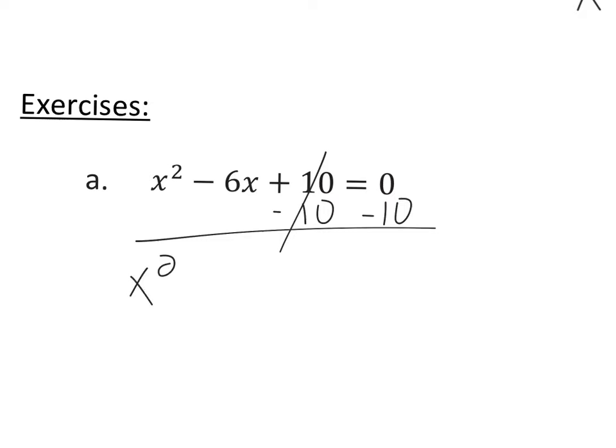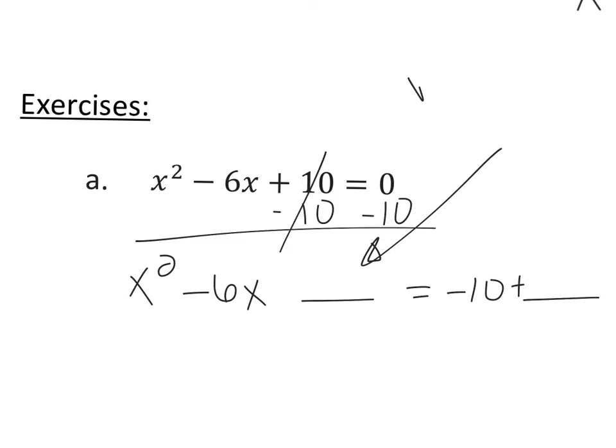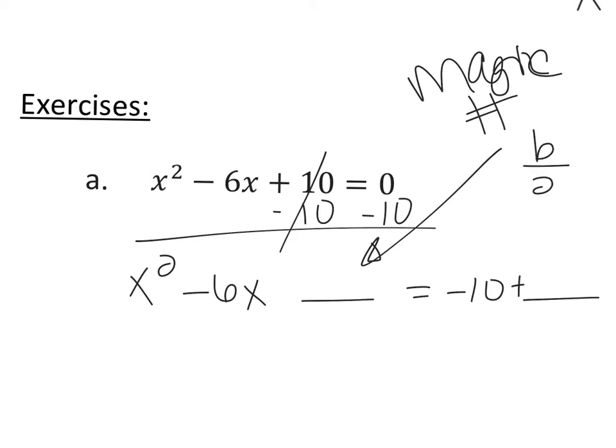So you have x squared minus 6x plus blank equals negative 10, and put a blank on this side. Now if you remember back in Algebra 1, you learned that to get this, they used to call it the magic number, because it would be the number that makes it a perfect square trinomial.